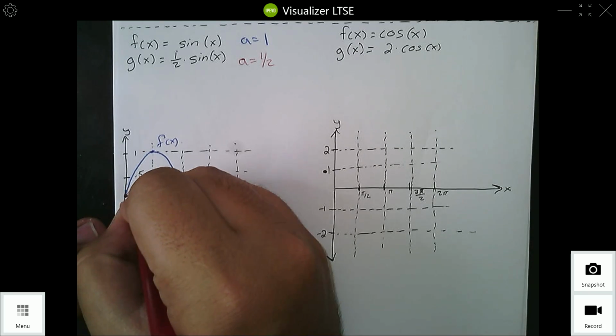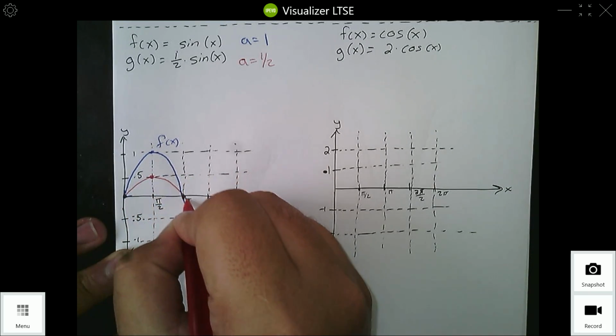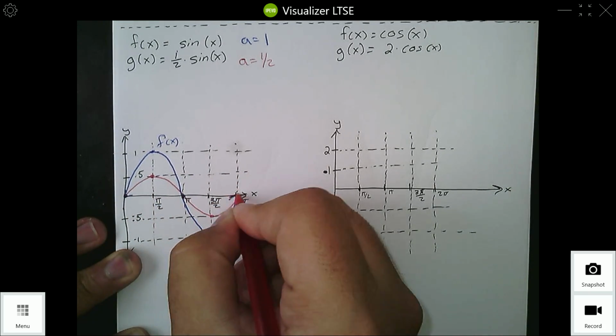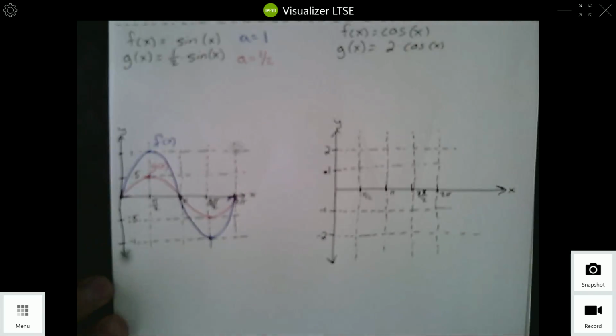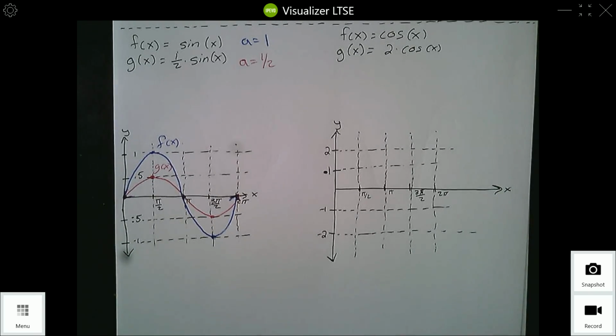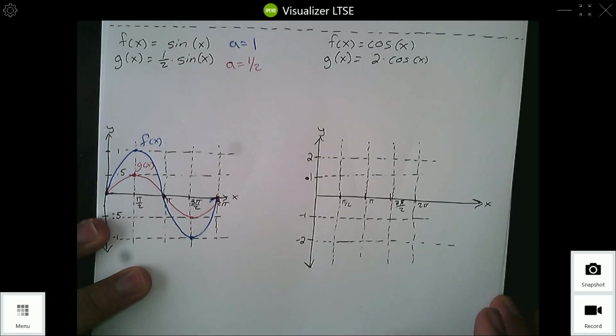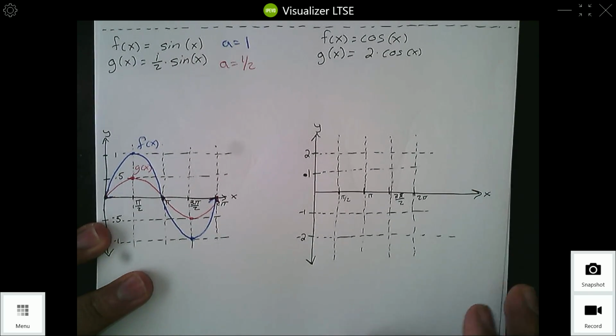So it should look something like this. This is g of x. You can see how they're very similar, but the amplitude just affects how the wave expands or shrinks. That's about it. So let's look at a cosine graph and how that affects it. Just so you know, it's pretty much the exact same thing. There's not really much of a change in how they look.